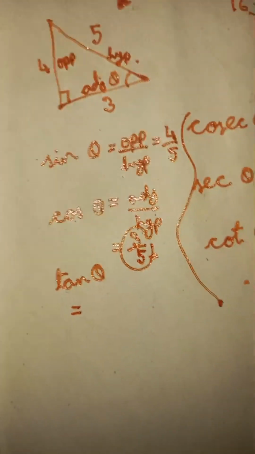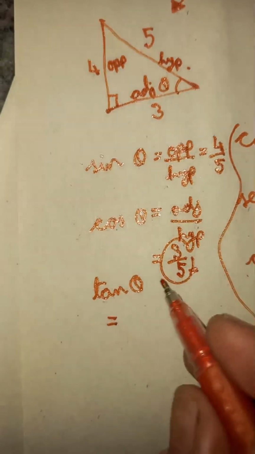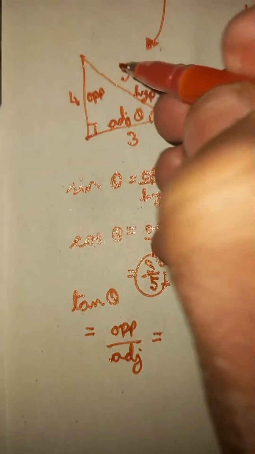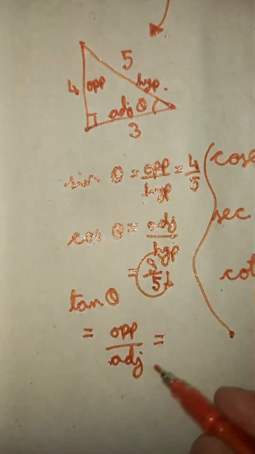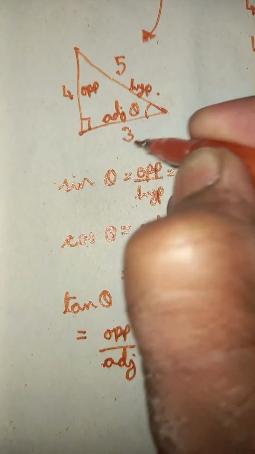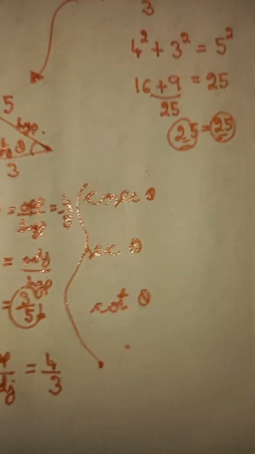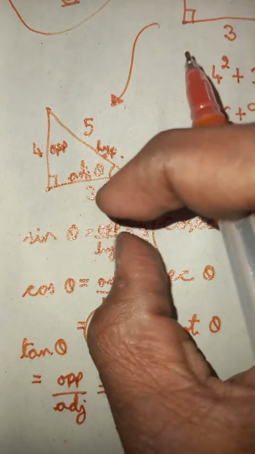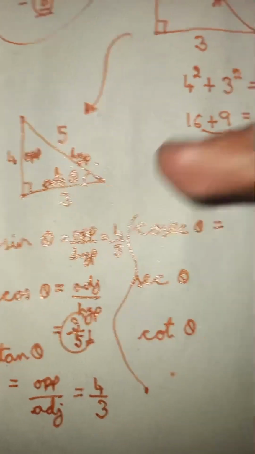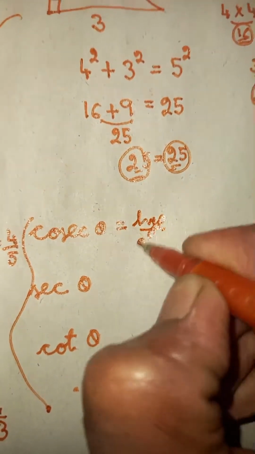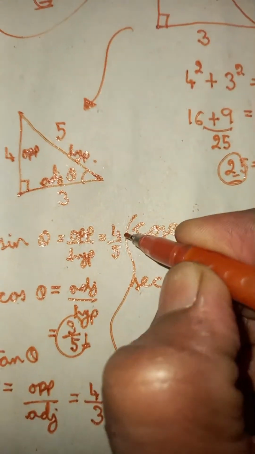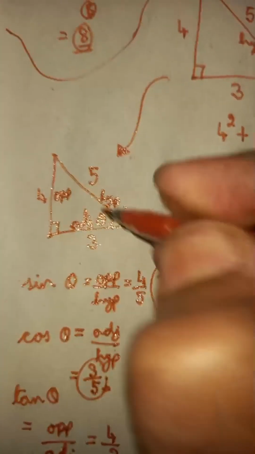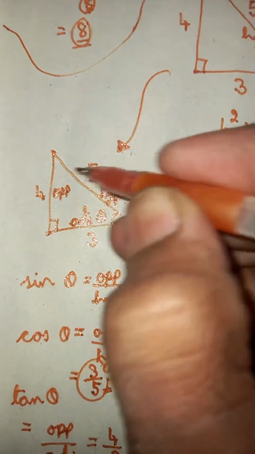And tan theta means opposite by adjacent. So here it is equal to opposite, which is 4 units, by adjacent, which is 3 units, so 4 by 3. Cosecant theta is the reciprocal of sin theta, which means it becomes upside down. Opposite by hypotenuse becomes hypotenuse by opposite. So 4 by 5 becomes 5 by 4. You can verify here: hypotenuse by opposite is 5 by 4.